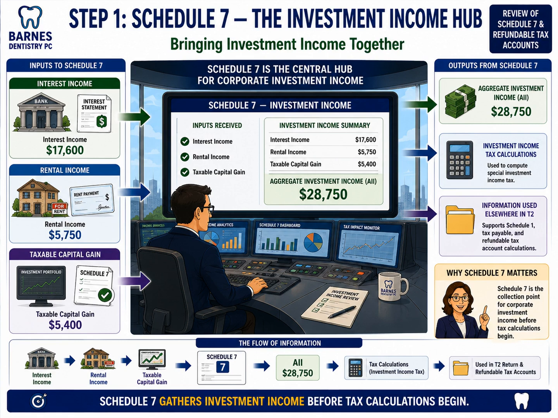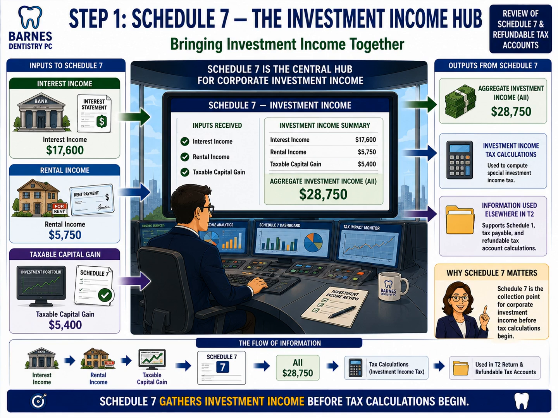Now let's move to the right side of the slide. Once aggregate investment income has been calculated, the information begins flowing into other parts of the corporate tax system. The AII figure helps support investment income tax calculations. It contributes information used elsewhere in the T2 return, and it provides data that may affect refundable tax accounts and other corporate tax calculations. In other words, Schedule 7 does much more than summarize income. It supplies information that influences multiple tax calculations throughout the return.